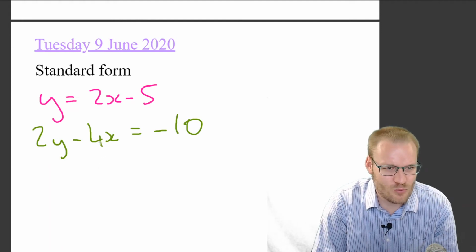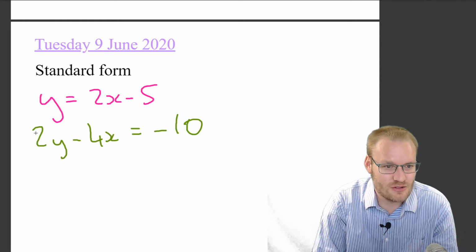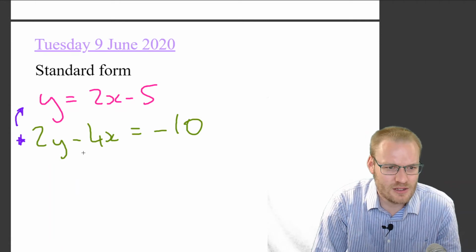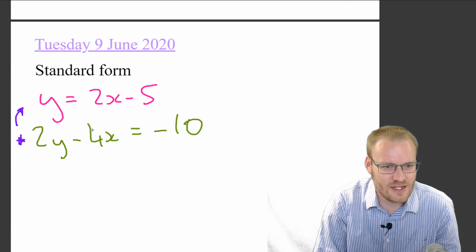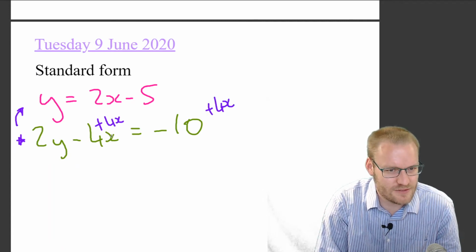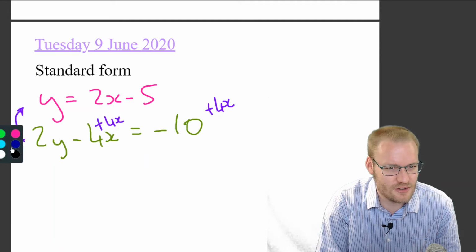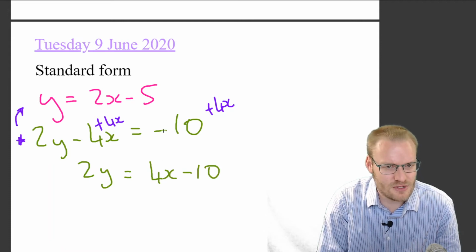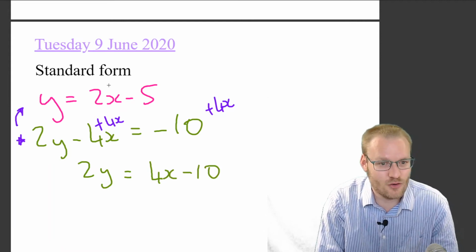So we want to rearrange the equation that we're given, this one here, and make it look like standard form: y equals something times x plus or minus something else. Well, we already have the y on the left-hand side, so for these x's, let's add 4x to both sides, because then minus 4x plus 4x gives us 0. So we've just got 2y equals, I'm going to put the plus 4x to start with, minus 10, so that we're already getting into that form.